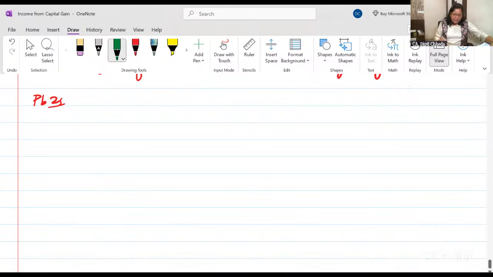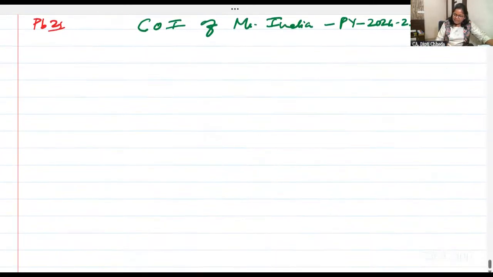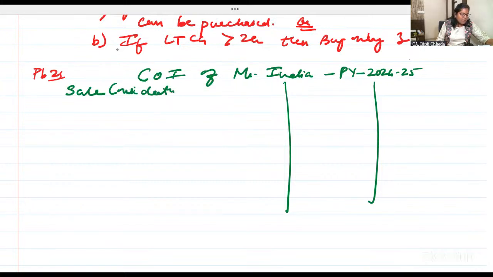So we have to compute the income for Mr. India. Computation of income of Mr. India. There could be other income, but we are purely in the capital gain, right? So previous year we have written and 2 columns. They have sold the property. Sale consideration is 50 lakhs. If they give you stamp duty value and all that, then you have to decide which value, but nothing is given. Then related expenses are 50,000.